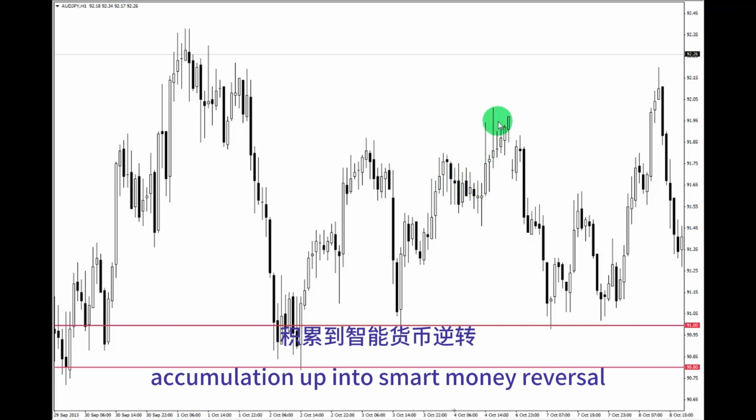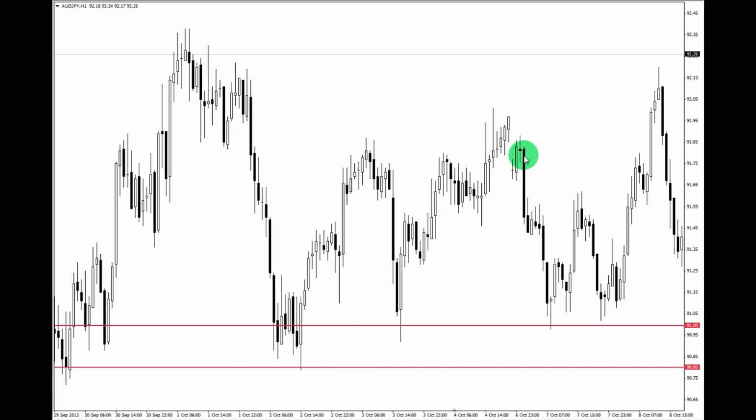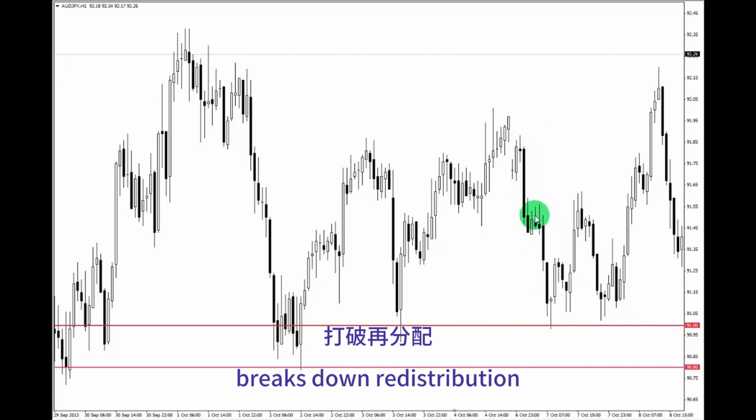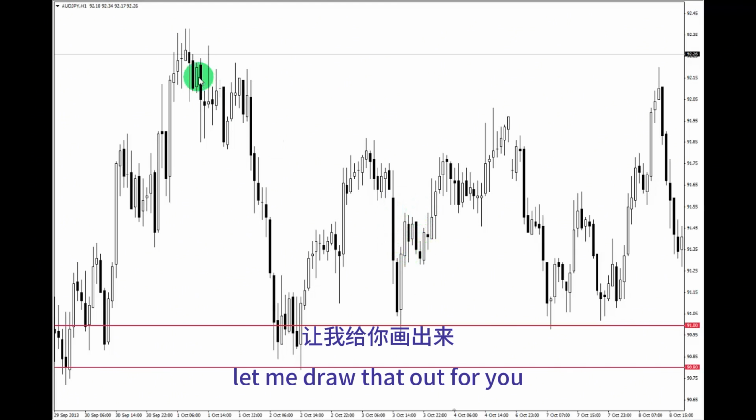Reaccumulation. Up into smart money reversal. False break. Breaks down. Low risk sell. Breaks down. Redistribution. Boom. Clears the original consolidation right in here. Let me draw that out for you just in case.